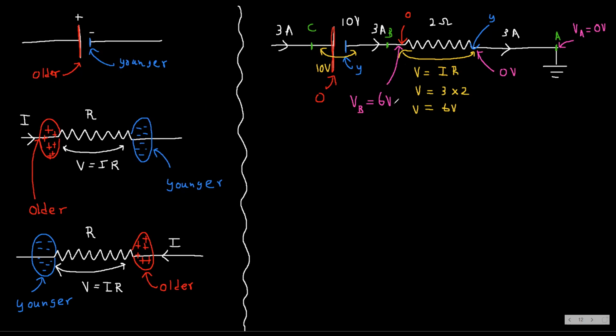If you are the older son of the family, that doesn't mean you are the oldest one for everyone. You are the younger one for another person. Am I correct? Okay. Now this older one is 6 volts. So what is the age of this point?